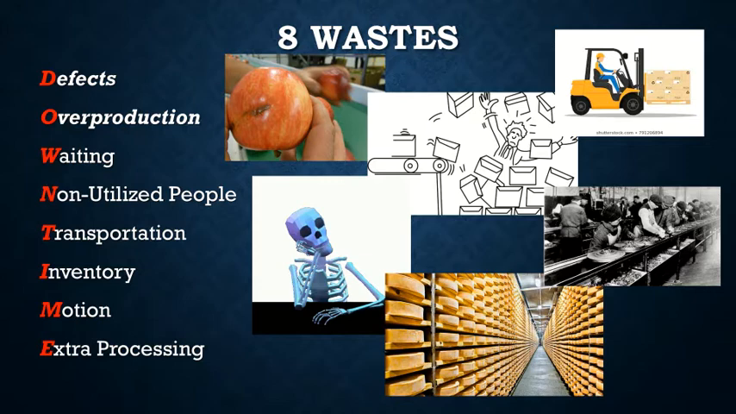W stands for waiting or idle time. So perhaps you're waiting for raw materials to come to the line. N stands for non-utilized people. So there might be some very talented people that work for your company, and maybe they're just stacking boxes off the production line and they have some good ideas, but they're not being listened to.